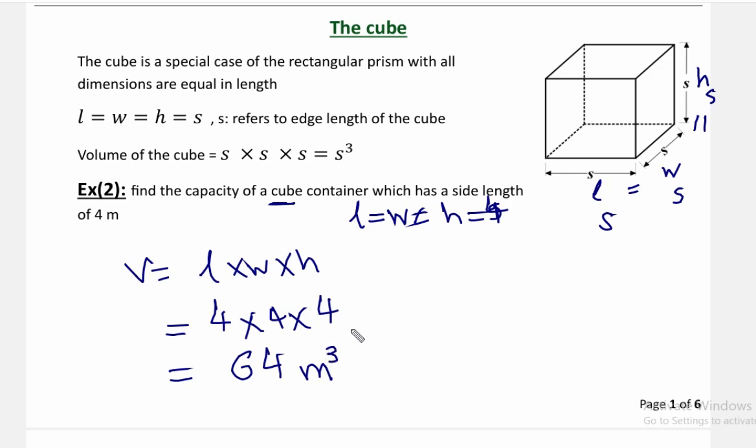If you cannot calculate this, you can simply break the 4 into 2 times 2. 4 times 2 is 8. 4 times 2 is 8. 8 times 8 is 64 meters cubed. That's it. Take your notes, pause the video, and move to another one.